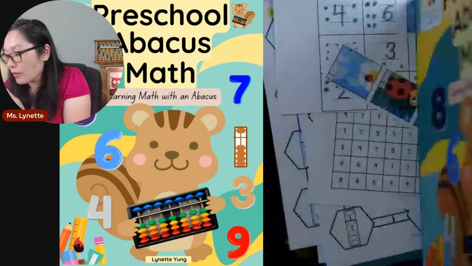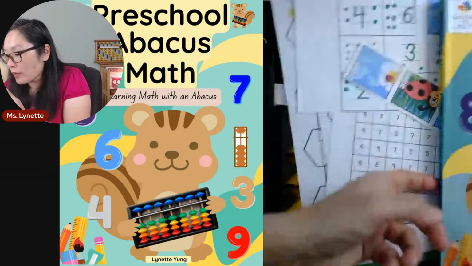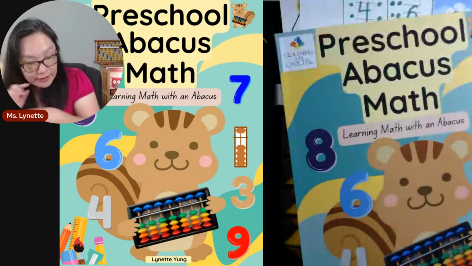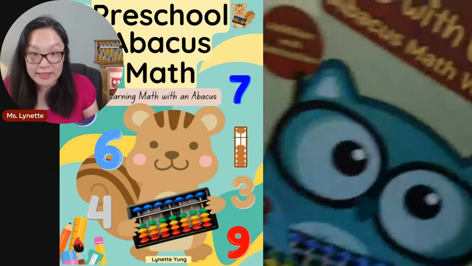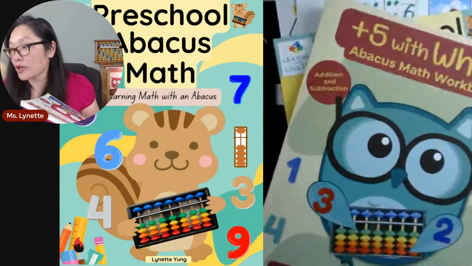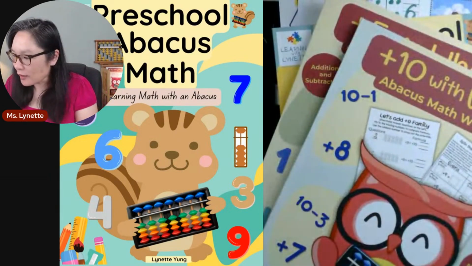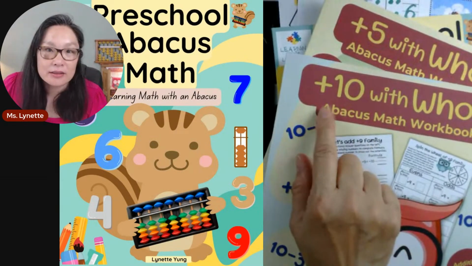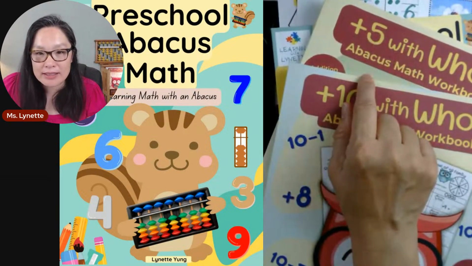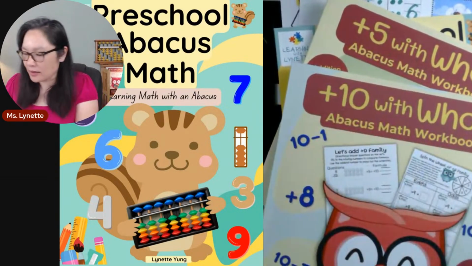If you want to know more about abacus, I have a class, or I have a book that I've created. I've created a few books actually. I have like 6 books. I'm actually in the process of creating my seventh book, and my seventh book will be talking about the minus tens. So I'm going to have the plus tens, the minus tens, the plus fives, the minus fives, and so on.